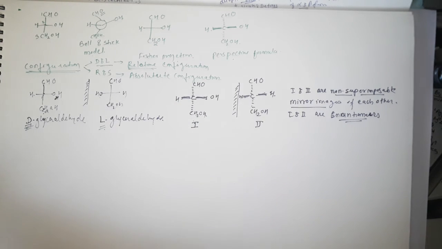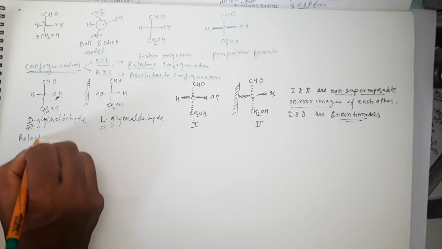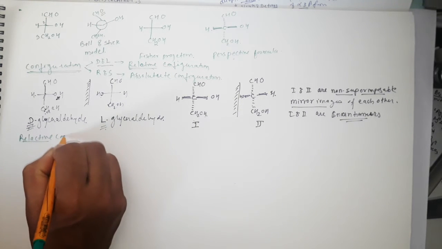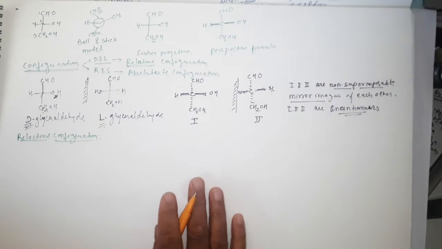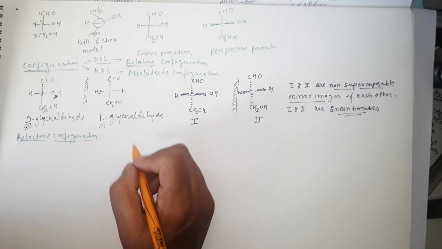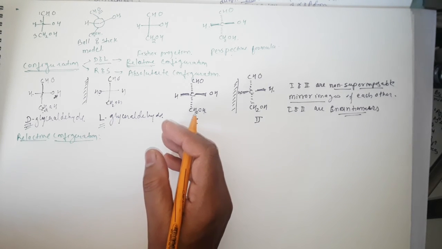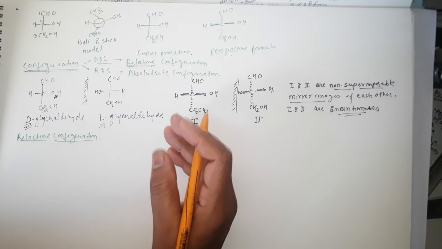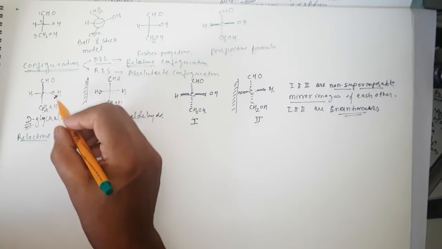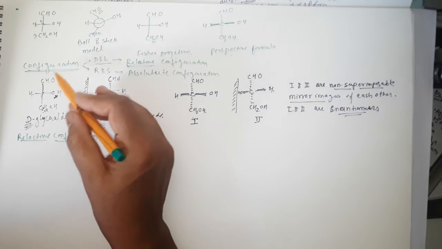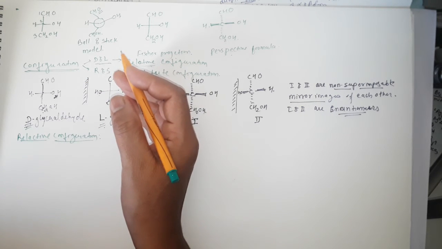Now, what is the relative configuration? Relative configuration is the configuration determined by comparing the configuration of a molecule with that of some arbitrarily chosen reference molecule such as D-glyceraldehyde. Here this glyceraldehyde molecule is considered as a reference molecule.